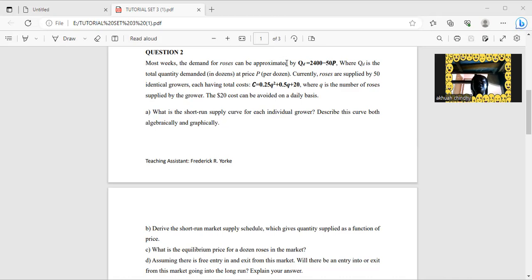So when you read the part where the question says, currently roses are supplied by 50 identical growers, each having total cost of this, what does this mean? Fifty identical growers is a characteristic of what? A perfect competition market. And also when you look at the demand function, there it represents the demand for the entire market.